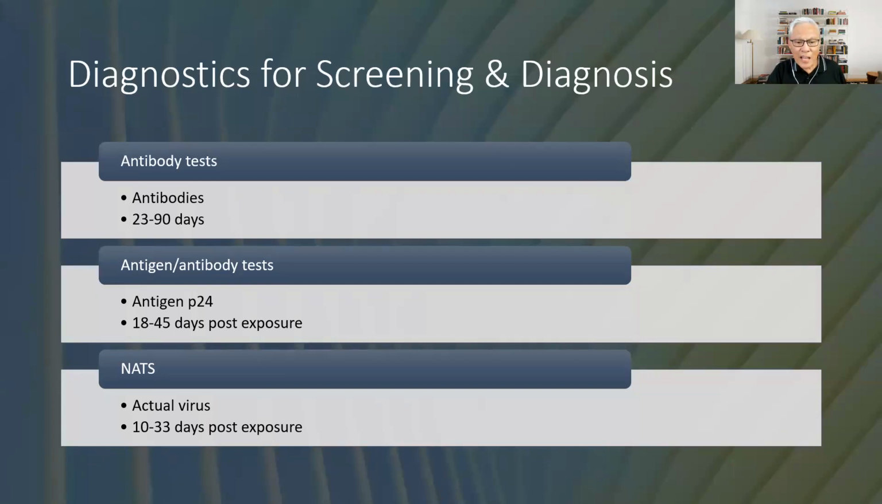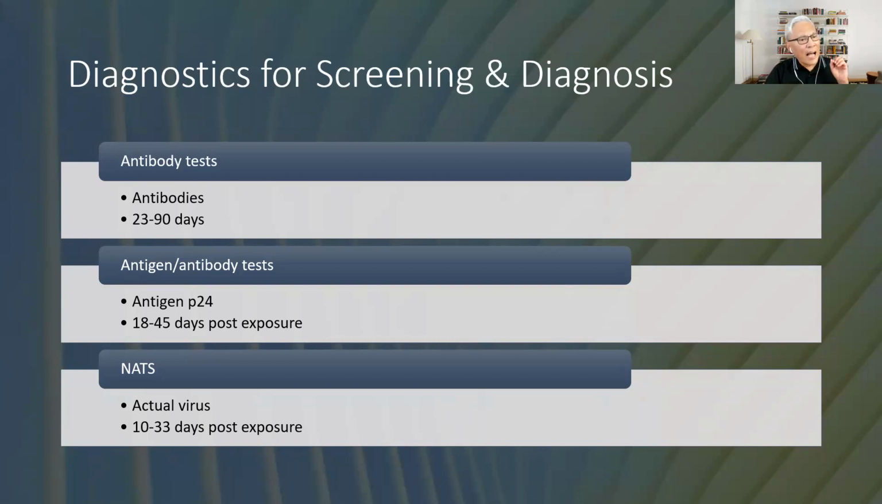So the first test that we're going to do are your antibody tests. By the way, HIV tests are very accurate, but no test can detect the virus immediately after infection. So how soon a test can detect HIV depends on the type of the test that's being used. So there are 3 types basically of HIV tests: your antibody test, your antigen antibody test, and lastly, the NATs, or the nucleic acid test.